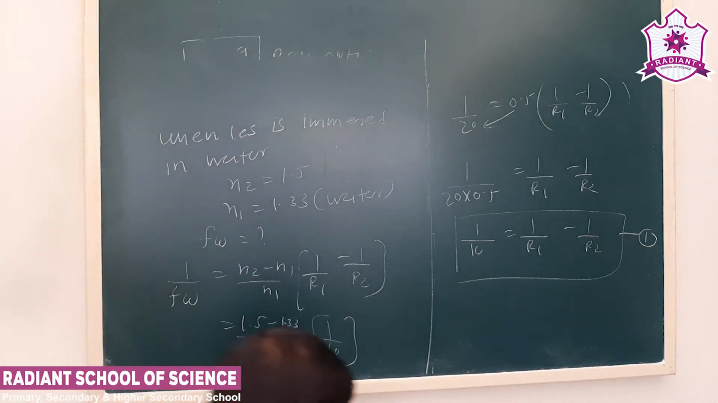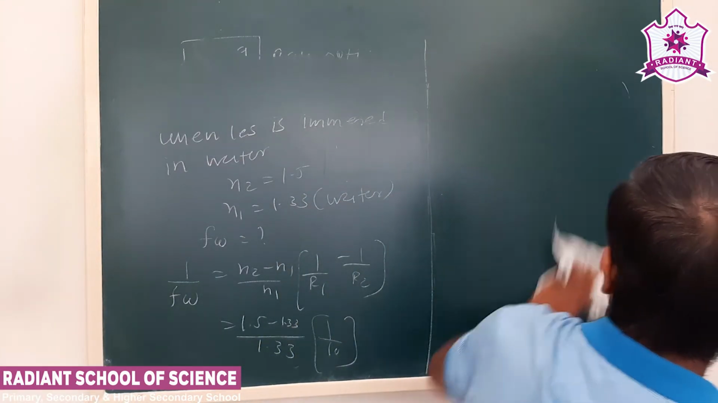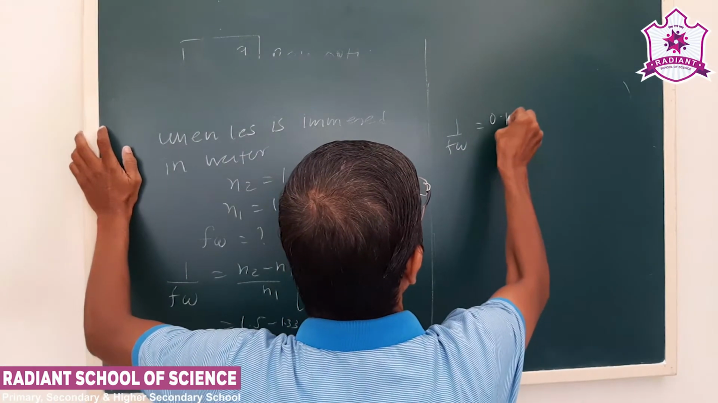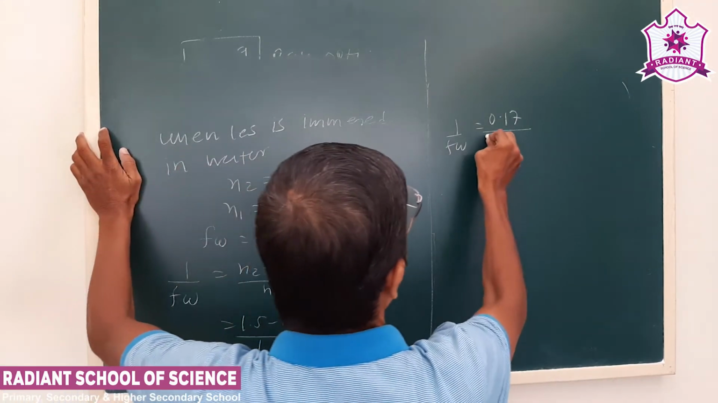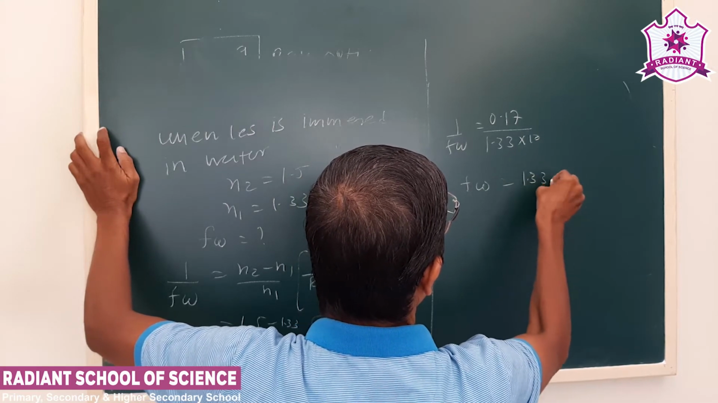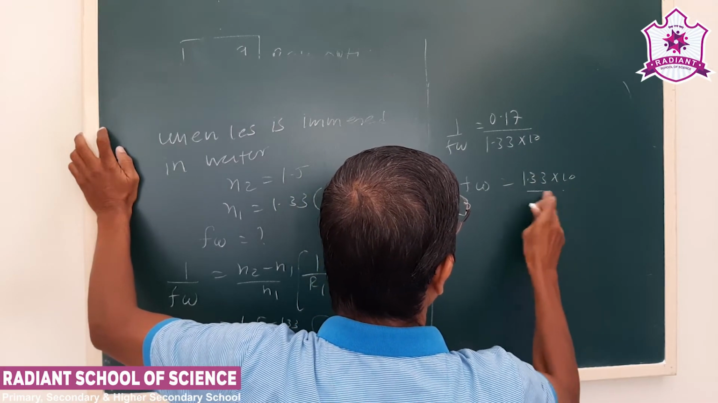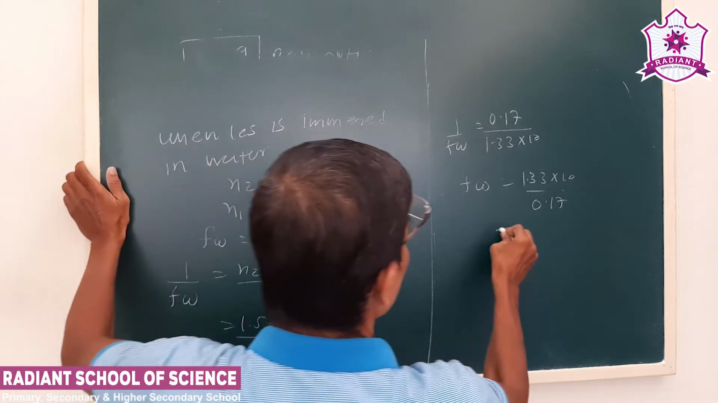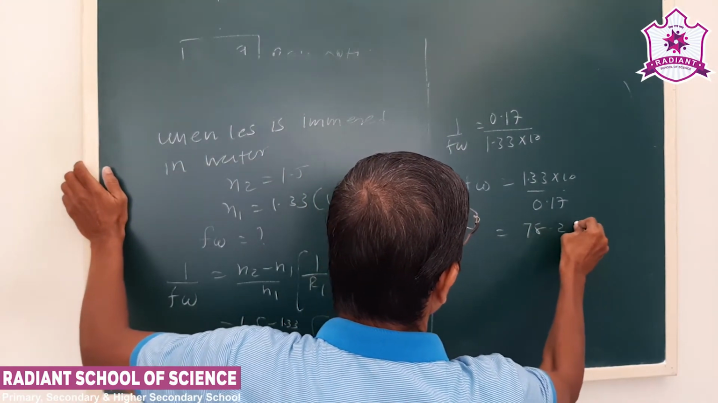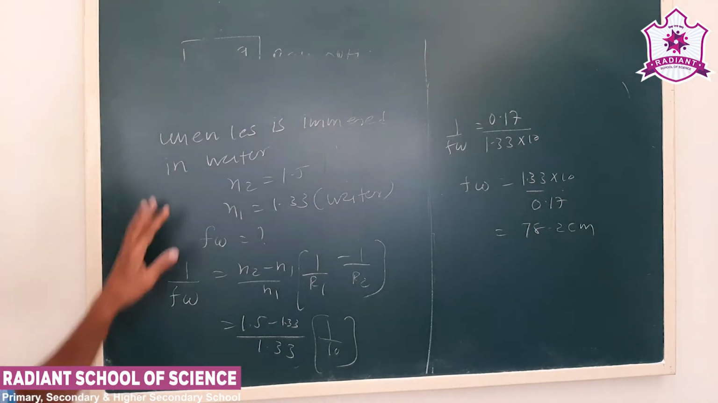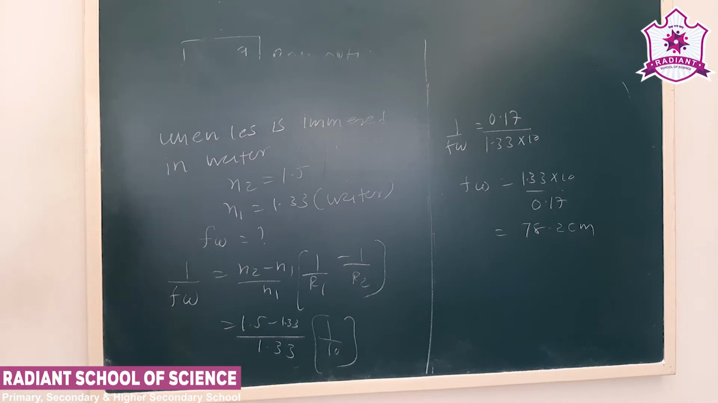Okay, now see, if we simplify, this will be 0.17. See, 1.33 into 10. FW will be, okay. Now this value turns out to be 78.2. Okay, so this is how we can calculate the focal length of the lens when it is immersed in water. Now this is about example number 9.8.